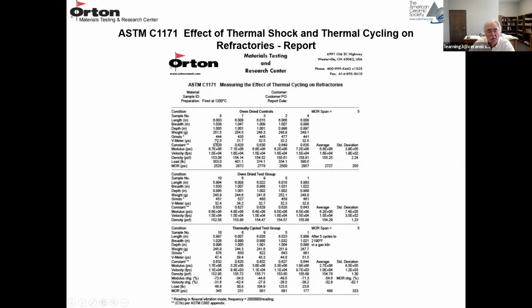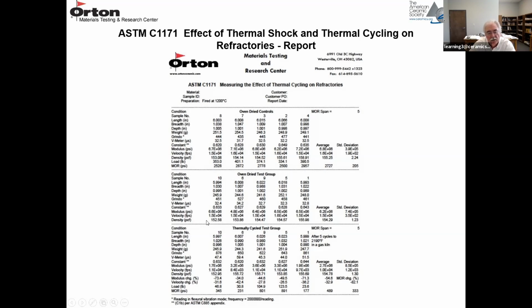There's a V meter to measure the sonic velocity. This is in microseconds. There's your constant to calculate the elastic modulus. So you calculate the modulus, the sonic velocity, the density, and here we load it. These are the control samples. You load it to failure, and then you get your MOR or your strength data. So you get an average Young's modulus, an average sonic velocity, an average bulk density, and an average strength.